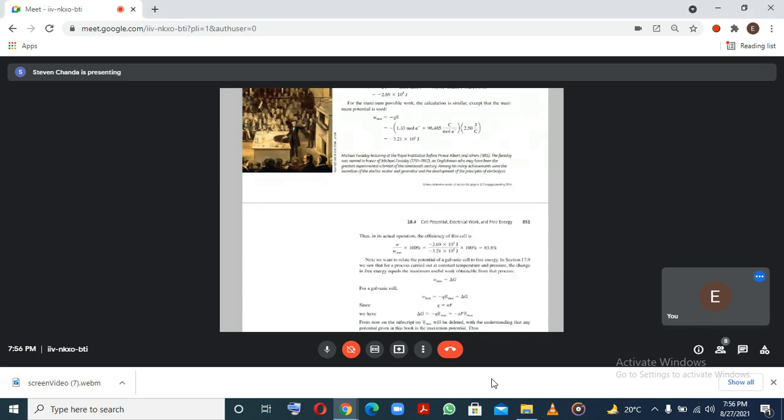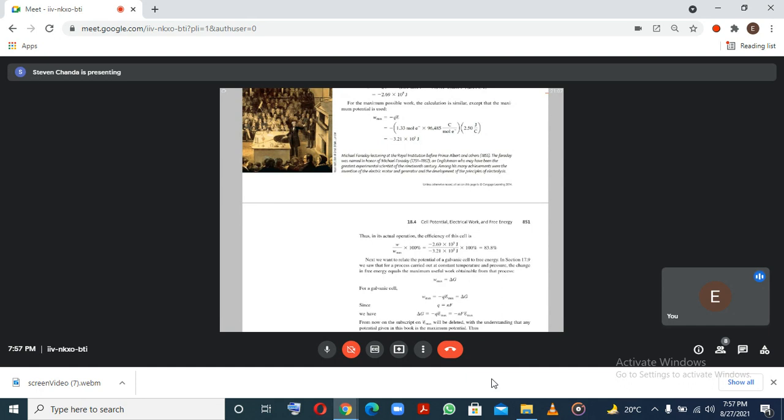So we answered the first part, so there is no contention there. Now we go to the second part, for the maximum possible work. The part that we calculated last week was the actual amount of work that has been done, and now we're also comparing it with the possible maximum amount that can be produced.